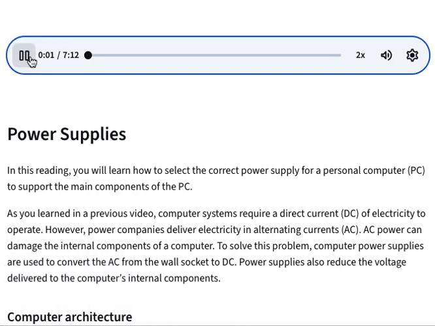Power supplies. In this review, you will learn how to select the correct power supply for a personal computer, PC, to support the main components of a PC.